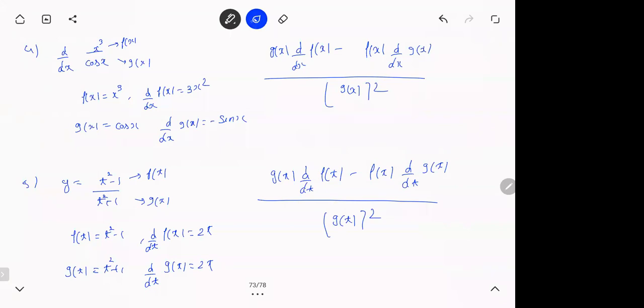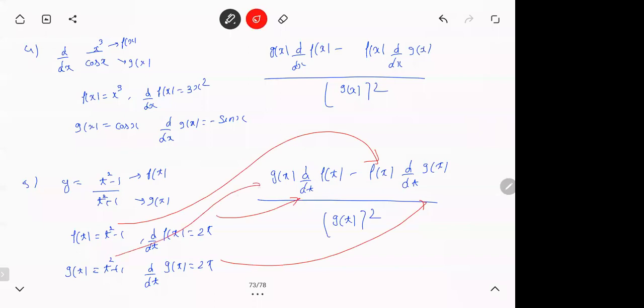Right? So you can just take these things and substitute now. F of t will go here. Differential of f of t will go here. Differential of g of t will go here, and this g of t will go here and here. So just substitute there, then you should get the answer.